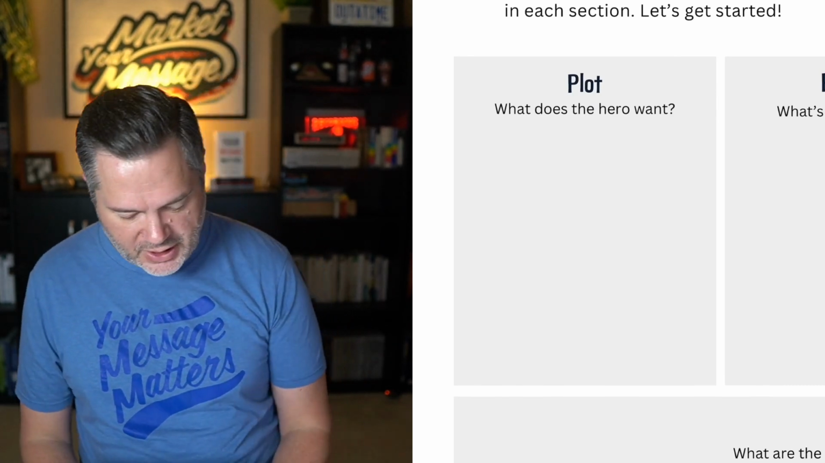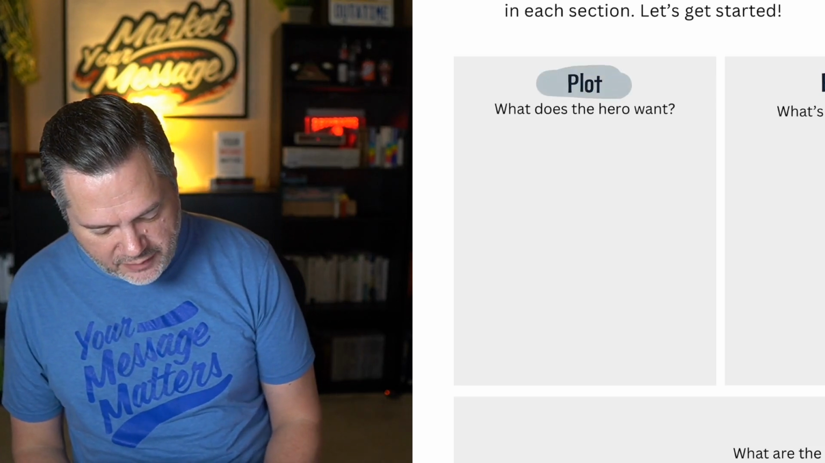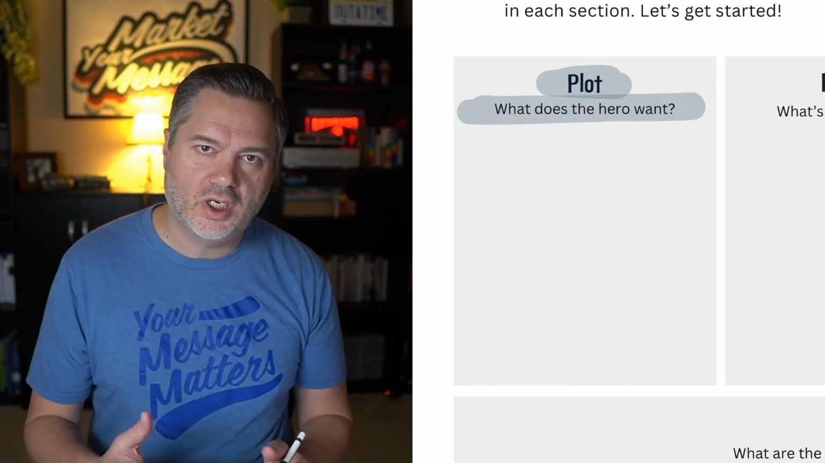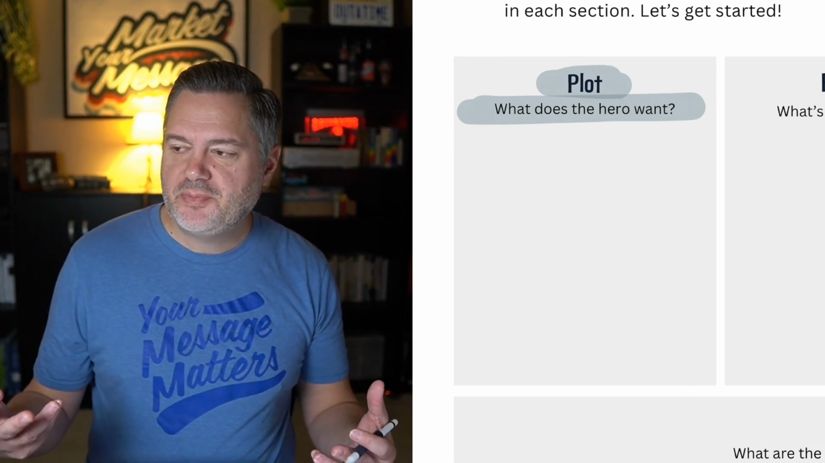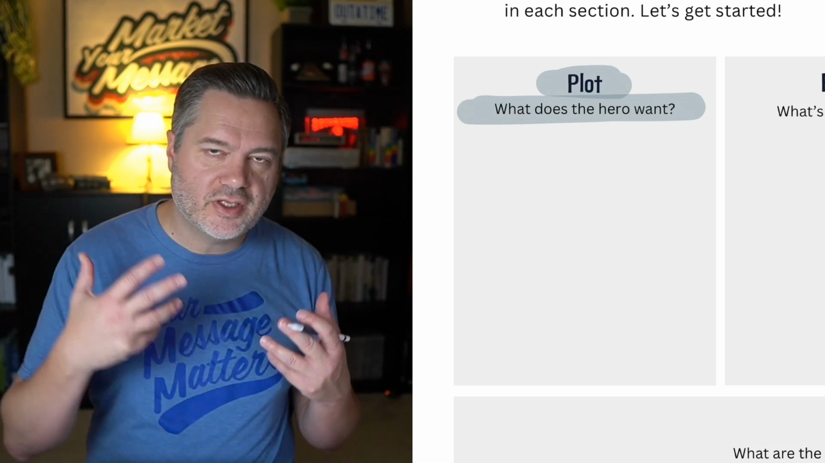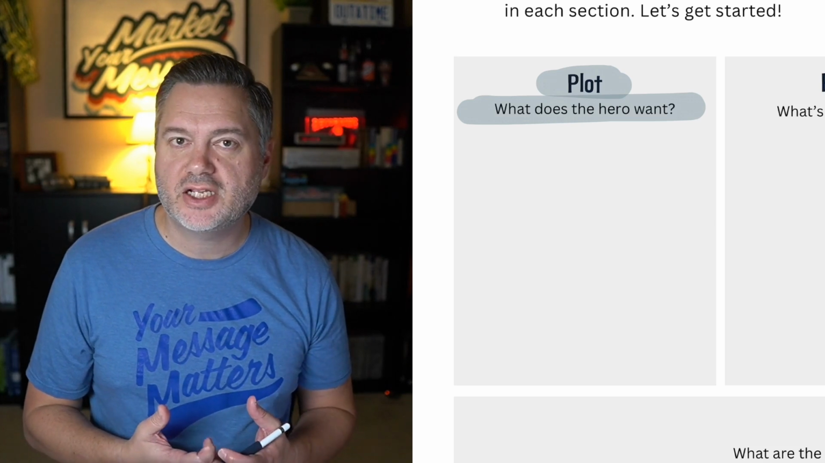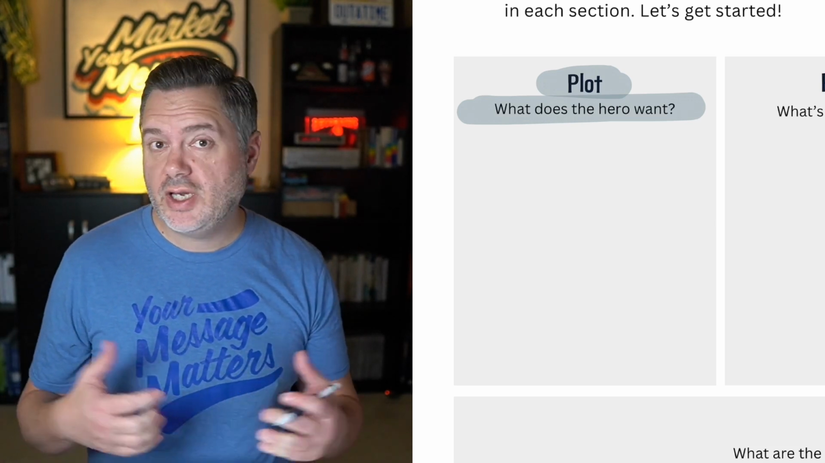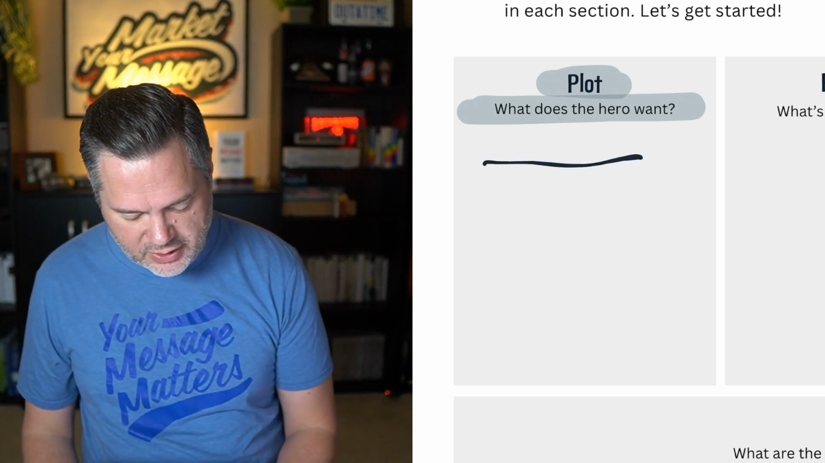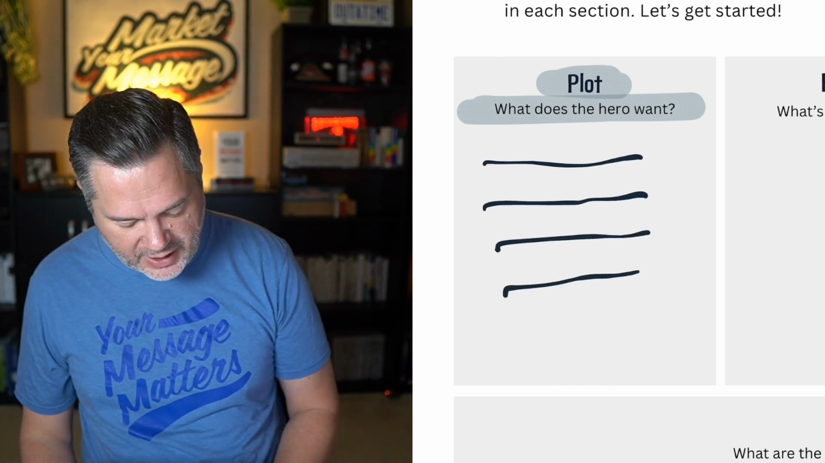So number one is the plot. And this is answering the question, what does the hero want? We're going to implement ideas from effective storytelling in movies into the process of creating digital products because it works. And you have to first ask, what specifically do they want? And you can brainstorm 2, 3, 4, 5 things.